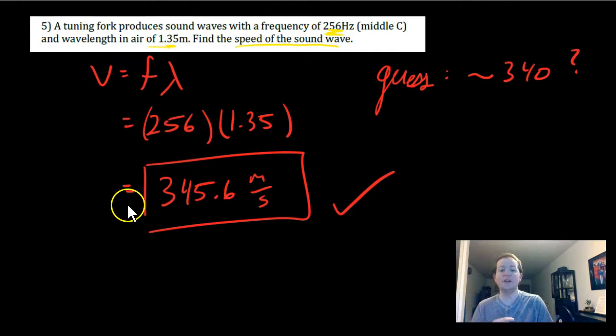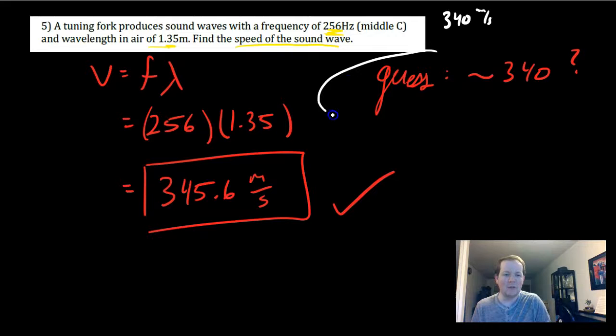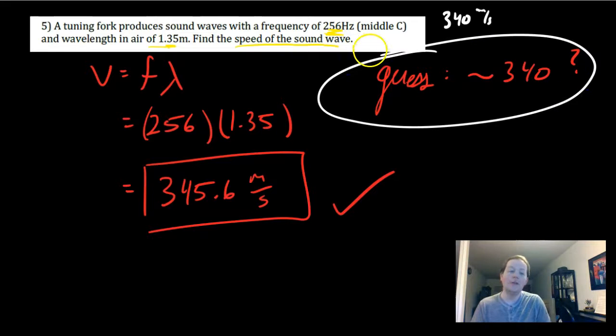Okay, a tuning fork is producing a sound, and it says that frequency of sound is 256 hertz. All right, it gives us the wavelength of 1.35. Find the speed. So this time it's actually asking you to calculate the speed. I wouldn't just write out, oh, it's 340 because Mr. Thrasher said. Okay, it is true that 340 is more or less the constant, but let's just double check. In fact, what I wrote down right here, hopefully we get an answer of around 340.